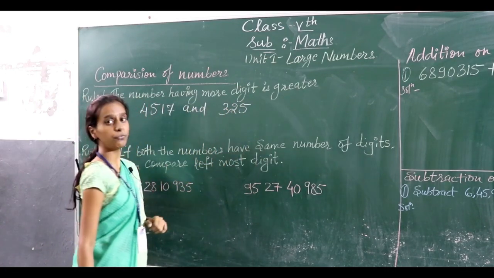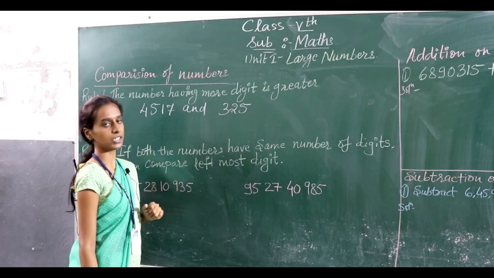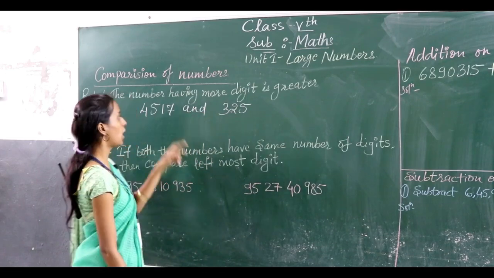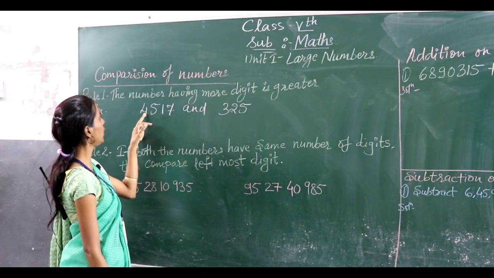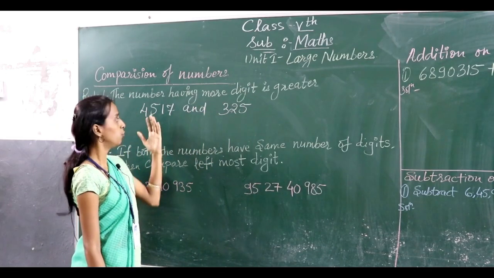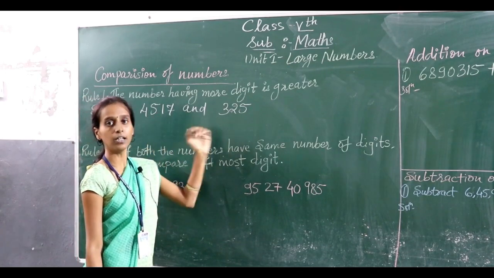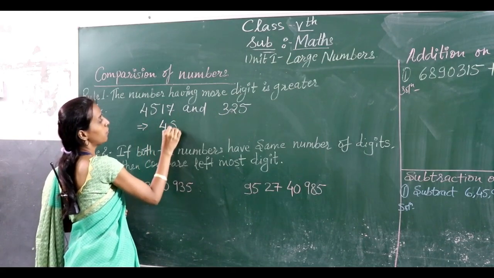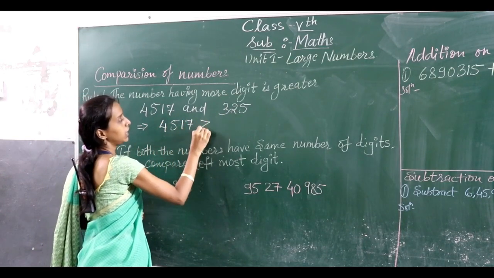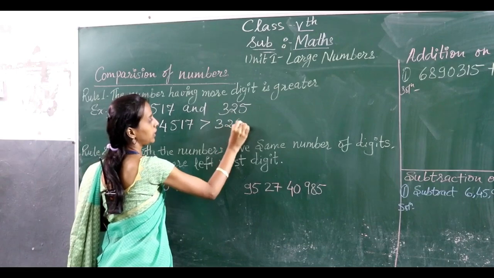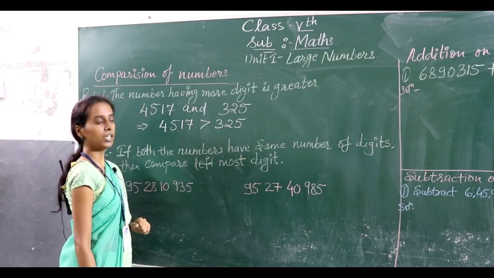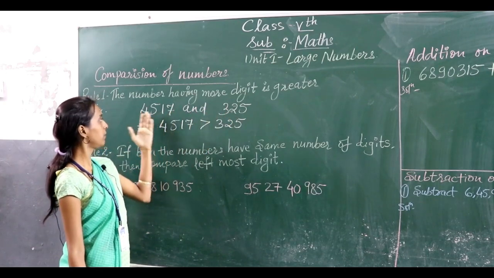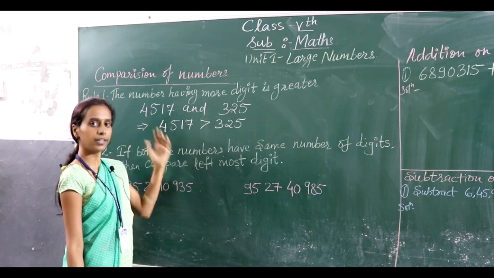Now if we compare the digits here, how many digits are here? 1, 2 and 3 digits. And how many digits are here? 1, 2, 3 and 4. So it's obvious that 4 digit number will be greater than 3 digit number. So we can say that 4,517 is greater than 325. Okay, so this is the easiest way. First you check for the digits, and the number having more digits will be greater.